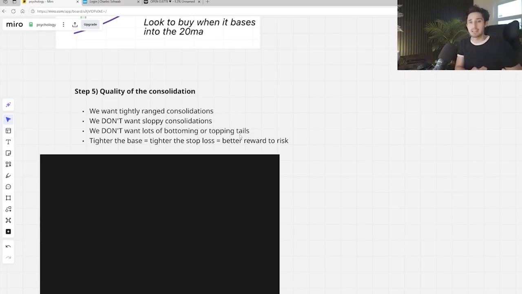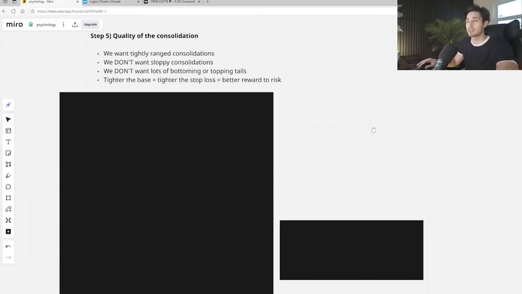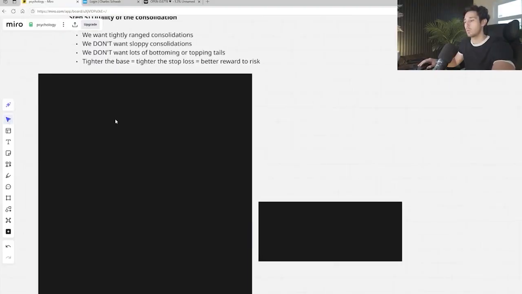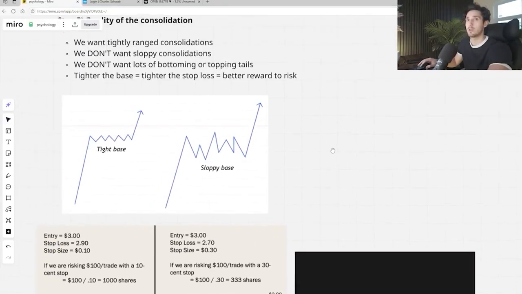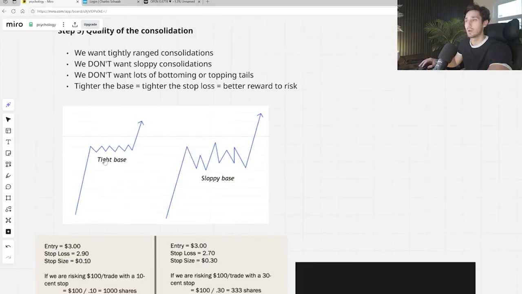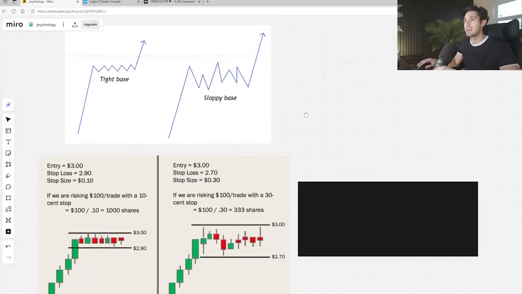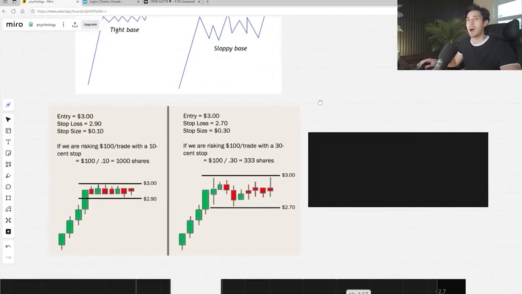The tighter the base, the tighter the range of the consolidation, the tighter the stop loss, therefore the better the reward to risk. And I'm going to explain how that makes sense. So what we want is a tight base here. Let me zoom in. We don't want a sloppy base. We want a base that's tightly ranging, and then we trade the breakout. We don't want it to be all over the place. We want tight bases.